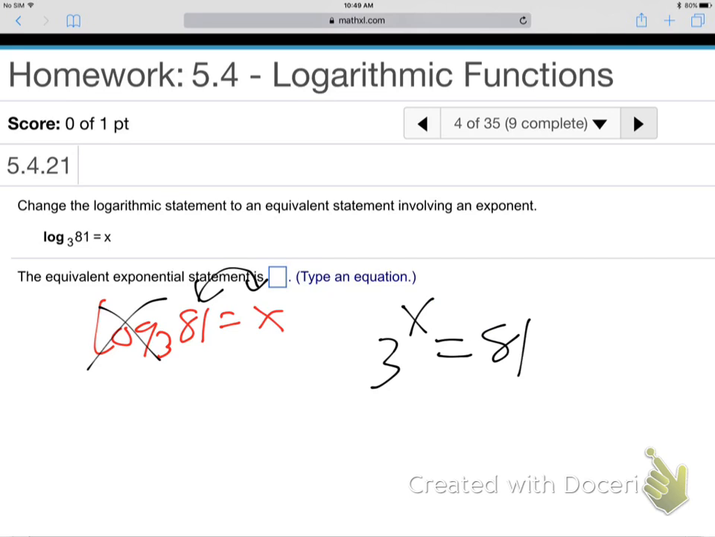Does that make sense? Yeah, you could solve it, but they're not making us solve it. The answer would be 4. But they're not making us solve it. They're just saying that's good for now. Change the language.